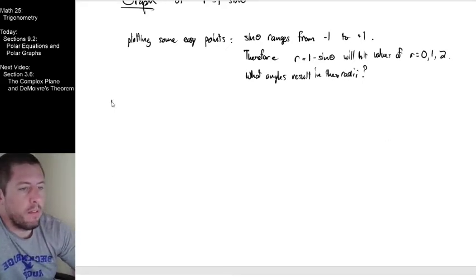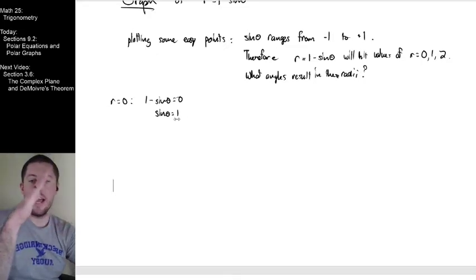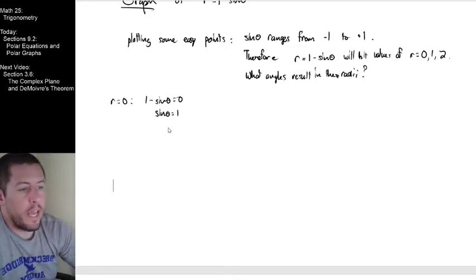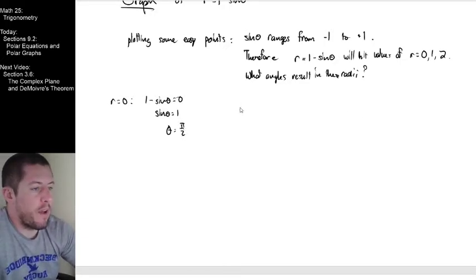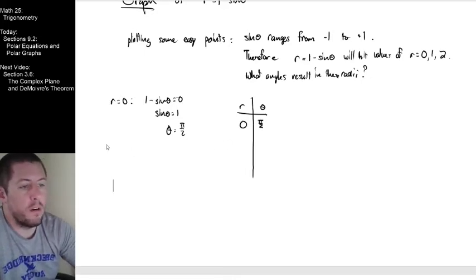So I'm thinking to myself, r equals 0 says 1 minus sine theta equals 0, so sine theta equals 1. You know that sine gets to a height of 1 only at theta equal to pi halves. So I want to graph my r, theta pairs. I'm just going to come up with a list of points out here. r equals 0, theta being pi halves, that's one ordered pair.